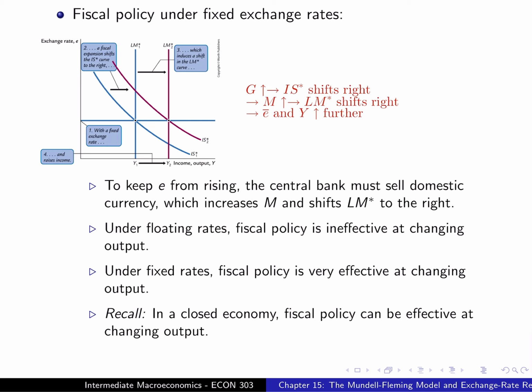Suppose the government increases spending, then the IS star curve shifts to the right. Under floating exchange rates, this would appreciate the currency and crowd out net exports, leaving output unchanged. But under fixed exchange rates, the central bank intervenes to prevent appreciation. It does this by selling domestic currency, which increases the money supply. This monetary expansion shifts the LM star curve to the right, reinforcing the initial fiscal expansion. As a result, output Y increases further.